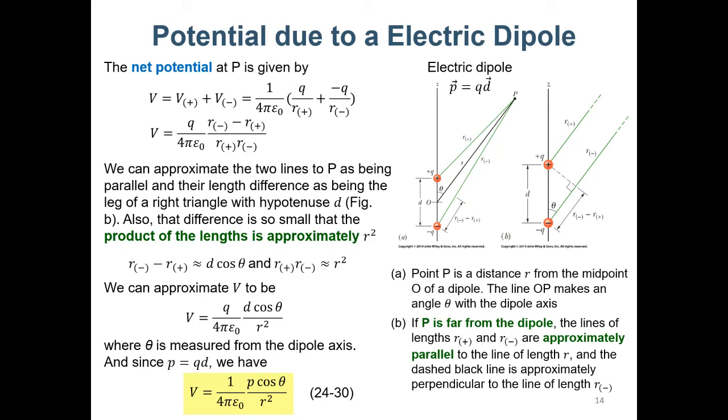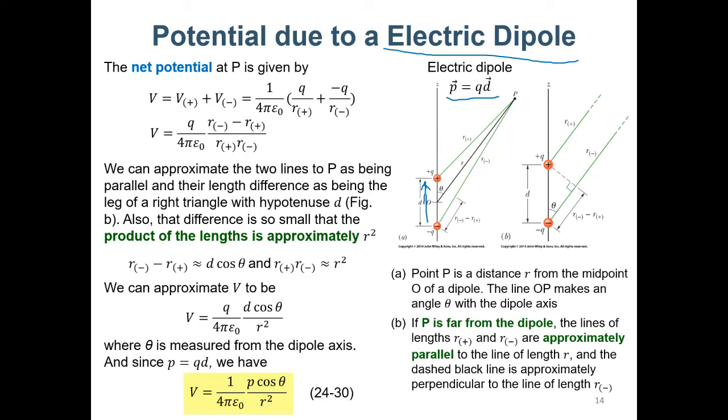So the next one, we consider the potential due to the electric dipole. We have learned it in chapters 22 and 23. We know that the dipole moment is nothing but q times the distance vector. The distance vector d points from the negative charge to the positive charge, and its magnitude is the distance between them.